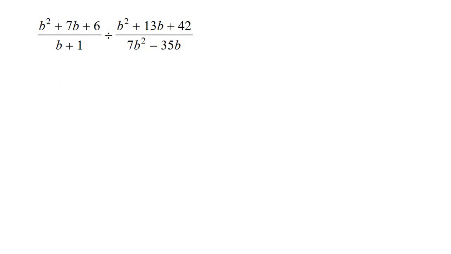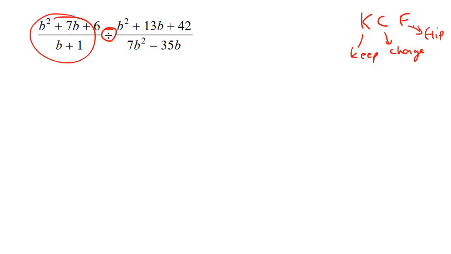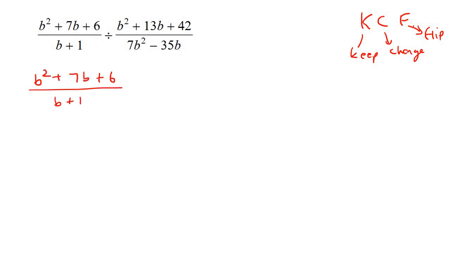Here's our next one. So this one has a divide. Whenever you see a divide between 2 fractions, always do the following. Use the KCF method: keep, change, flip. So what do I mean? Keep the first one the same, change the sign. So let's change the sign from a divide to a multiply, and then flip the next one upside down. So 7b squared, take away 35b, and then at the bottom you would have b squared, add 13b, add 42.